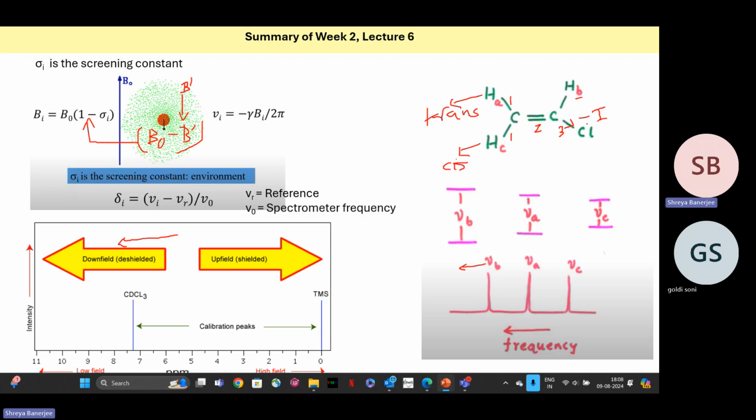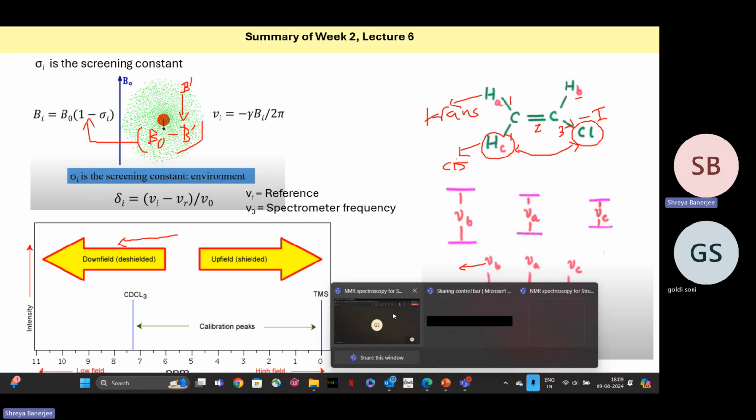But if you consider the electronic cloud around chlorine, so you can consider that there's an electron cloud forming around chlorine, and this electron cloud is kind of shielding the proton Hc because they are both on the same side. So Hc is getting shielded compared to Ha, which is at a larger distance away from the electron cloud of chlorine. So just 1 second, I think someone else wants to join.